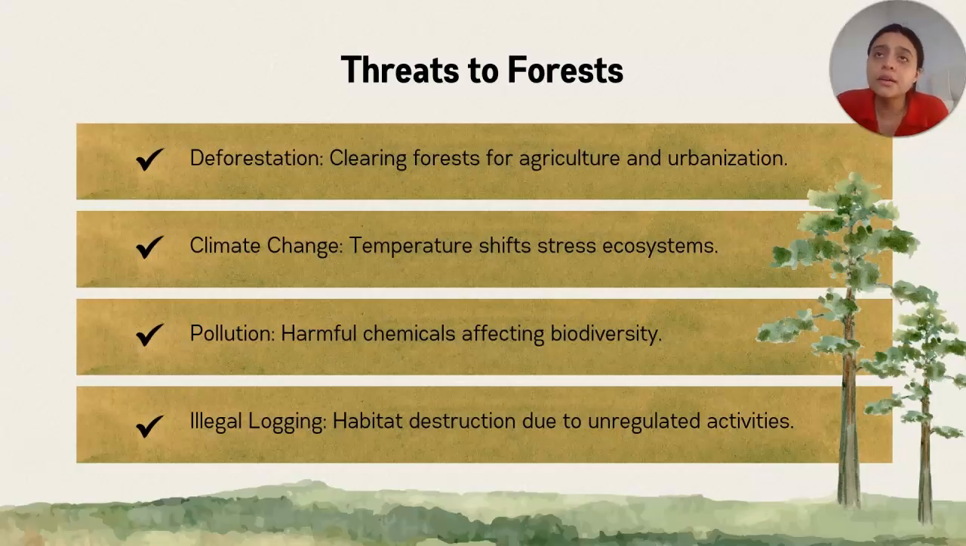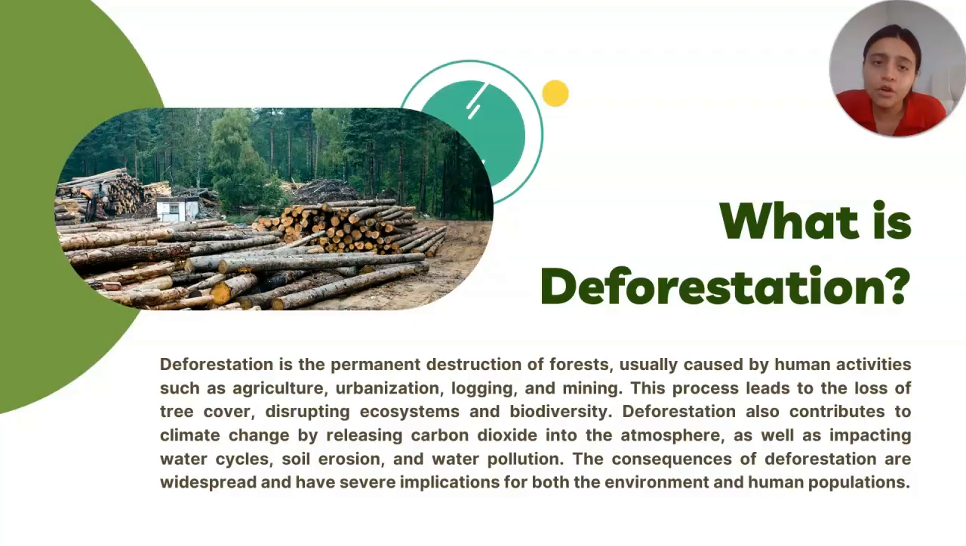So now there are certain threats to forest. Number one is deforestation. When we keep on cutting down the trees, climate change, temperature shift is also a big issue for the forest. Pollution, harmful chemicals which are affecting the biodiversity, and illegal logging, habitat destruction due to unregulated activities. Okay, so all these are the different threats to the forest.